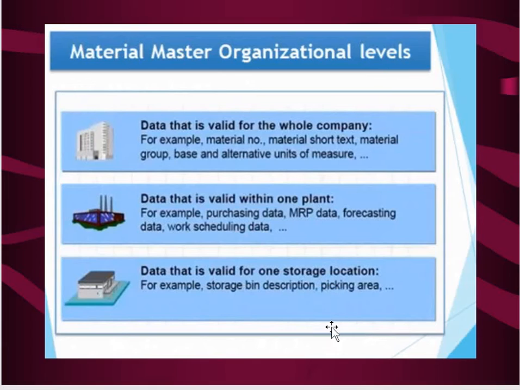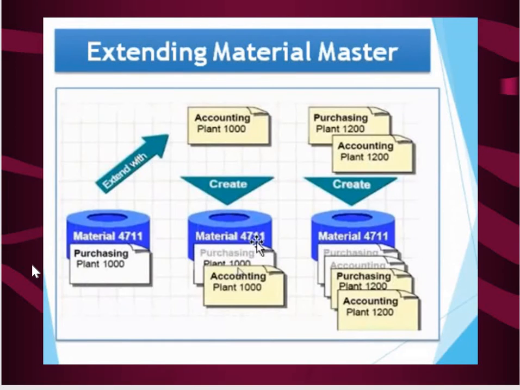Then there is data that is valid for one storage location, for example storage bin description and picking area. If you define a material for a particular storage location and want that material in different storage locations, this data will differ from one storage location to another. I was also talking about extending the material master. Suppose you have a material and want to extend it to a different plant; you have to enter that plant's data. You cannot have the same data for one plant and a different plant. So this is extending the material. I'll explain in my further slides how you can extend the material with a live demo.